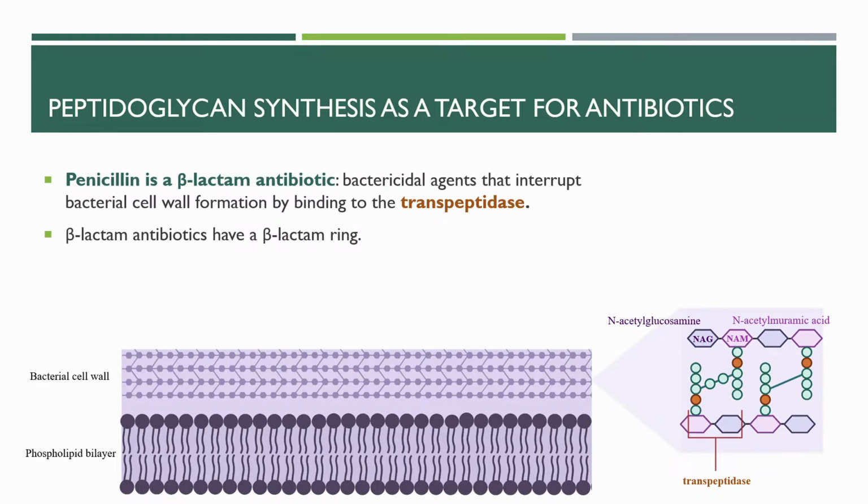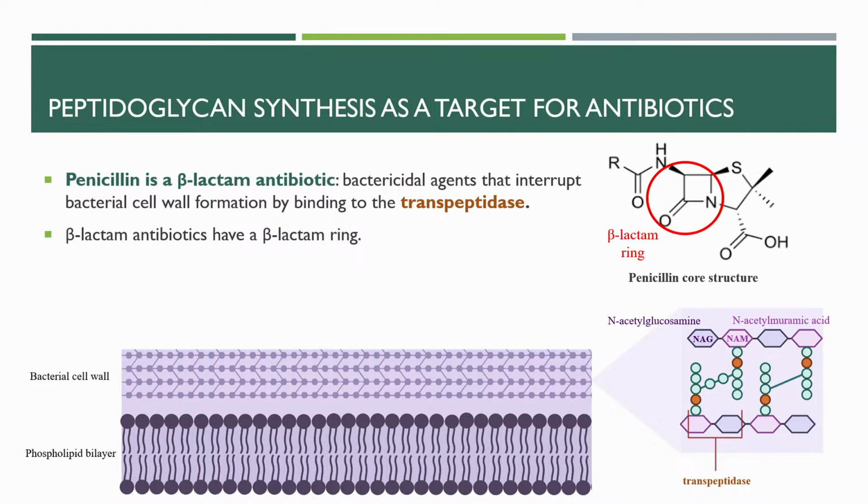Penicillin is a beta-lactam antibiotic. You don't need to know that for this class, but beta-lactam antibiotics basically are bactericidal agents that interrupt bacterial cell wall formation by binding to the transpeptidase. They're called beta-lactam antibiotics because they have a beta-lactam ring, which is over here. You don't need to know that, but I like to have all of the information for you guys. So this is a beta-lactam ring. It kind of looks like a house, sort of.